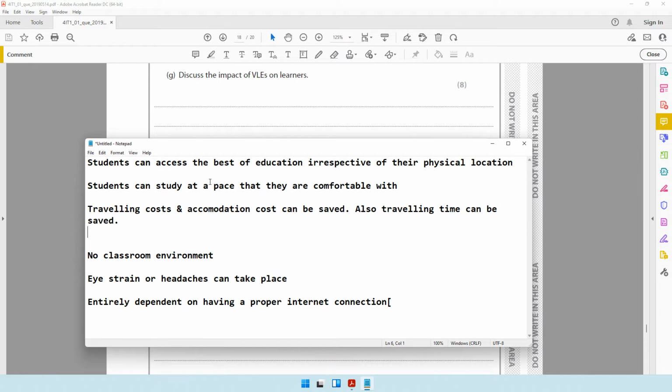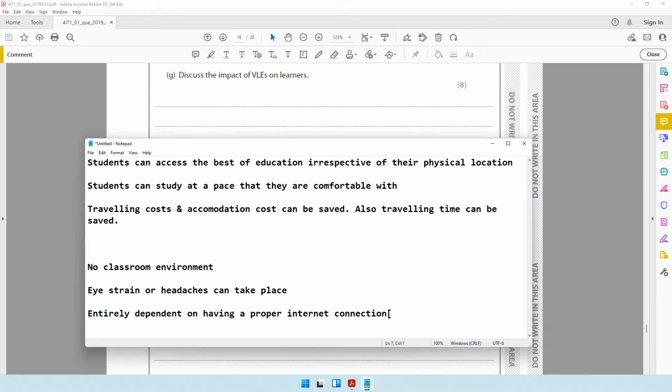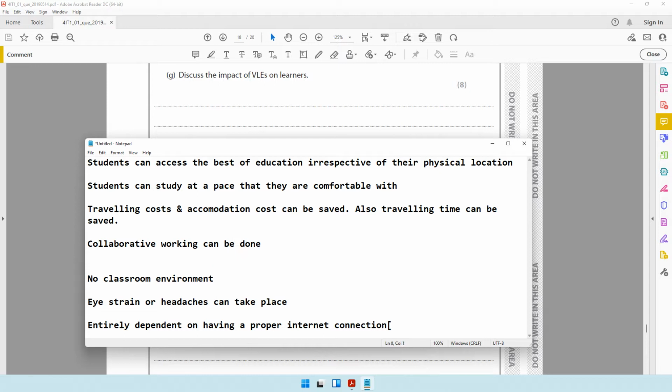We can also talk about this in terms of benefits. Collaborative working can be achieved. When you say collaborative working, what I mean is multiple students can work upon the same file, work upon the same assignment.